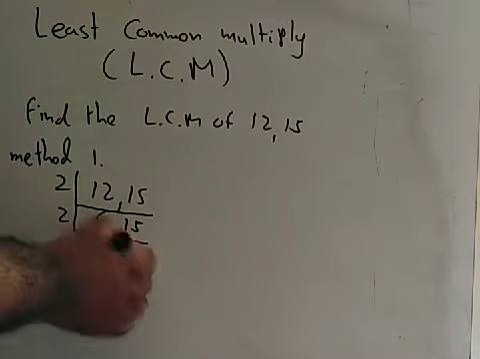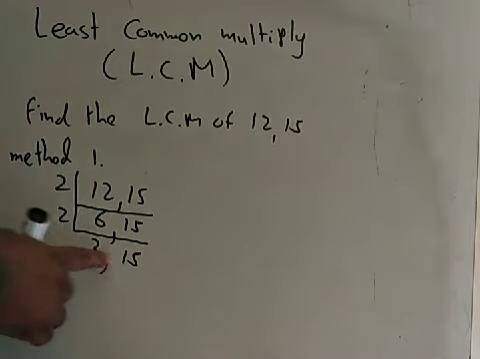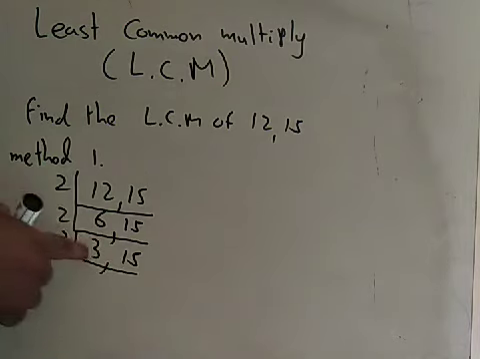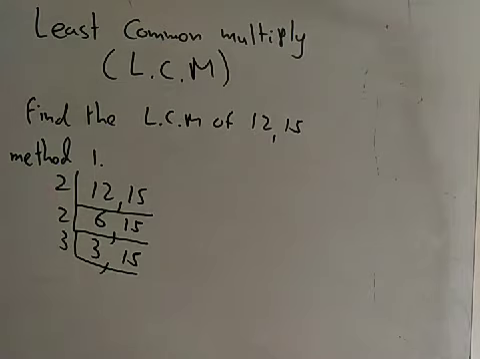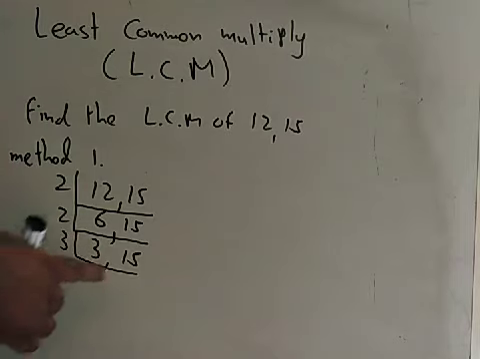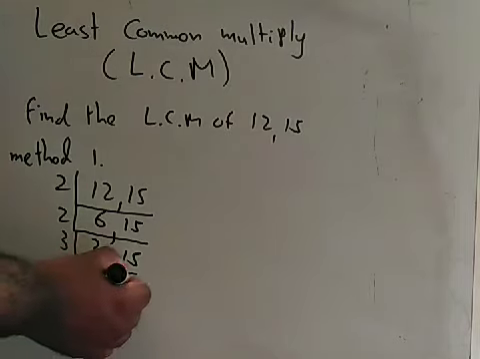Therefore 15. Let's write 15. Then 3 and 15. Both can't divide by 2. But 3 and 15 both can divide by 3. Next, let's divide by 3. 3 divided by 3 is 1. 15 divided by 3 is 5.